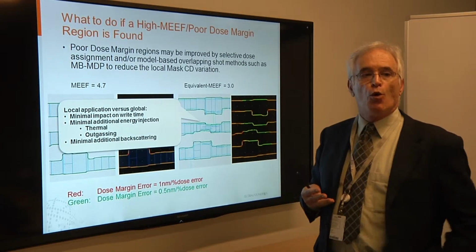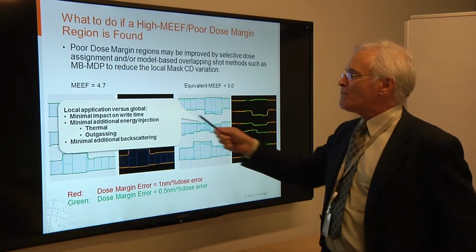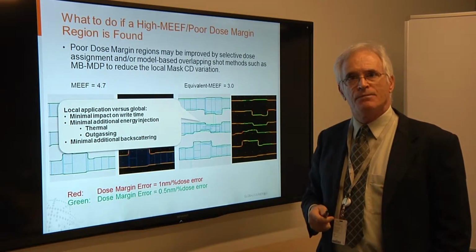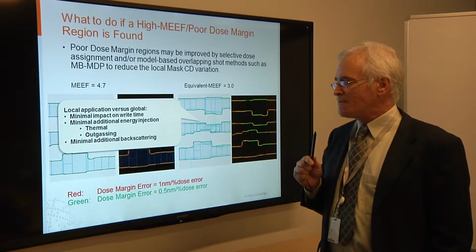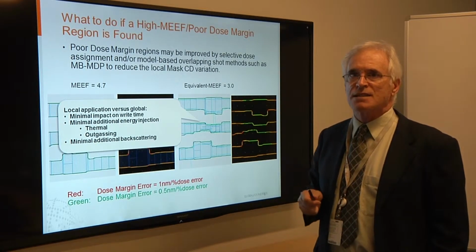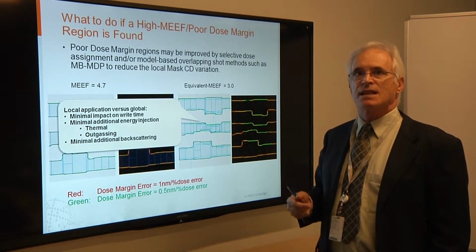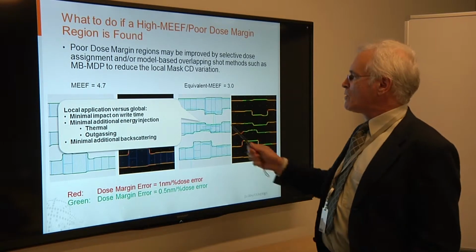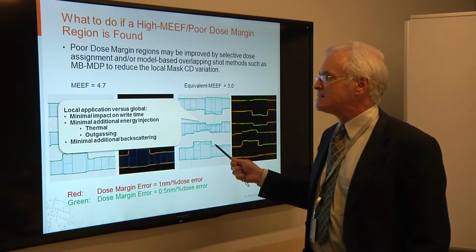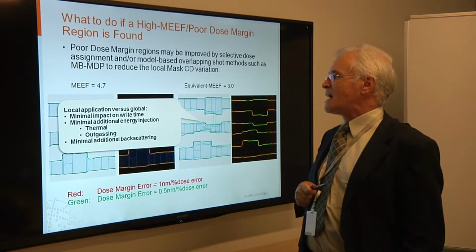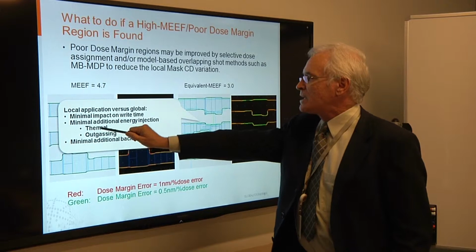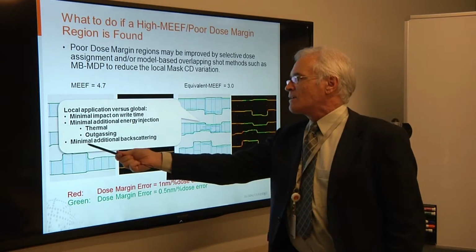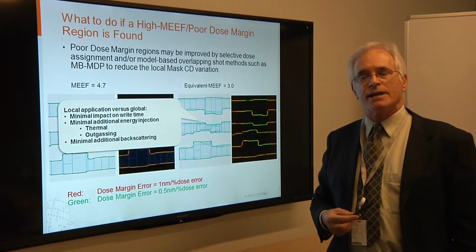You may ask, why not just do this everywhere? Well, by doing it only where it's required, you're able to have a minimal impact on the mask write time. Remember, mask cost is directly related to mask write time, and mask write time is related to the number of shots that you're writing. So if we only add shots where we really need it, and we only add additional energy where we really need it, we have minimal impact on mask write time, and we minimally impact it thermally, and we don't have outgassing and other bad things. And importantly, we don't add to the backscattering.